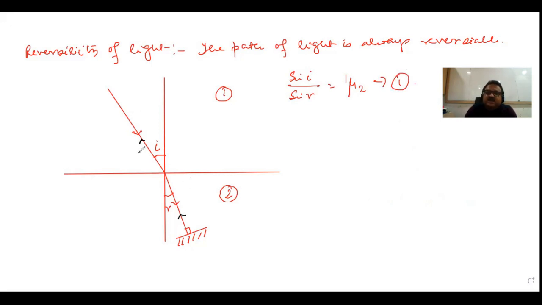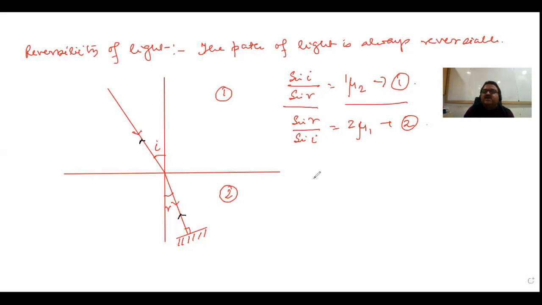Now following the black lines, light is moving from medium 2 to medium 1. So what should I write? Now R is the angle of incidence and I is the angle of refraction. So we can write sine R by sine I equal to 2 mu 1. Let me call this equation 2. Now I'm going to do a very interesting thing.